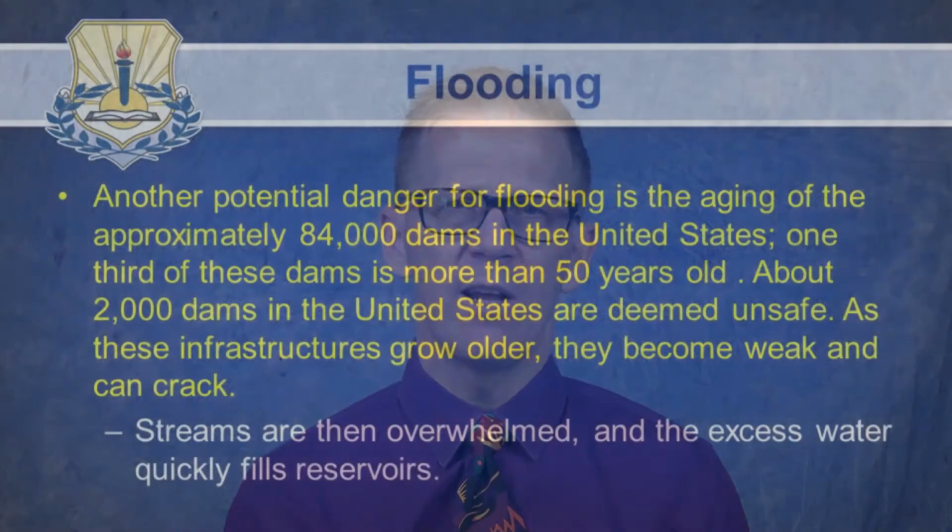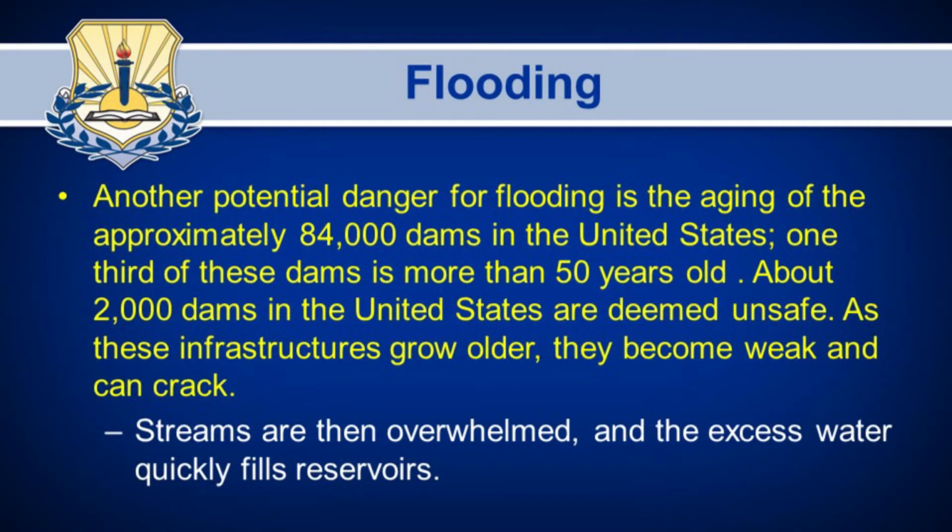So the potential danger here is that we have aging infrastructure in regards to the dams. We also have 84,000 of those dams in the United States, and over 1/3 of them are deemed as 50 years or older and deemed unsafe. And then you have 2,000 of those that are definitely deemed as unsafe. The infrastructure is growing older, it grows weaker. The potential of this risk of flooding and imminent dam breaking then is going to continually go up. And that's when all of a sudden the streams and the reservoirs, etc., are going to be overwhelmed.